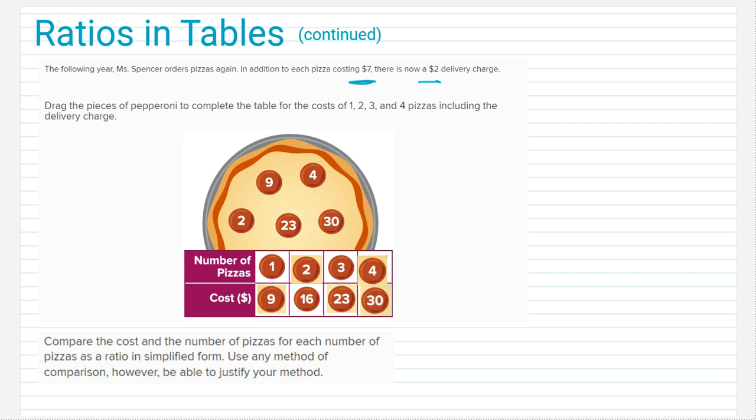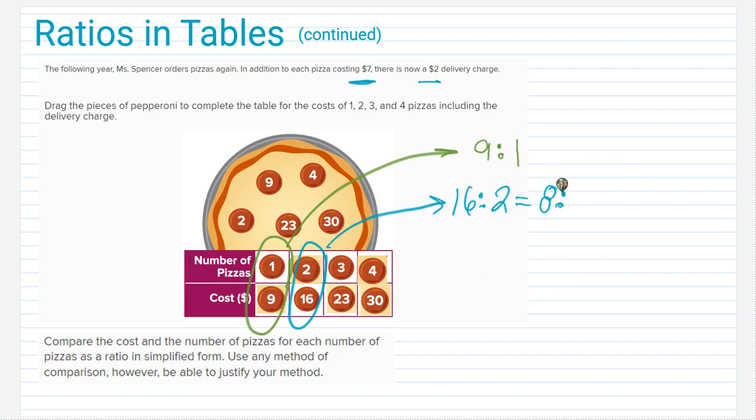So we're going to do the same thing as last time. We're going to compare the cost and the number of pizzas for each number of pizzas as a ratio in simplified form. If I take a look at this first one, our ratio is 9 to 1, $9 for 1 pizza. If I take a look at the second ratio, we have 16 to 2, and if I simplify this, I end up with a ratio of 8 to 1. And what we find is that without even doing the other ratios here, those two are not the same. So this would not be considered a proportional relationship because we are not getting that constant ratio throughout our table.